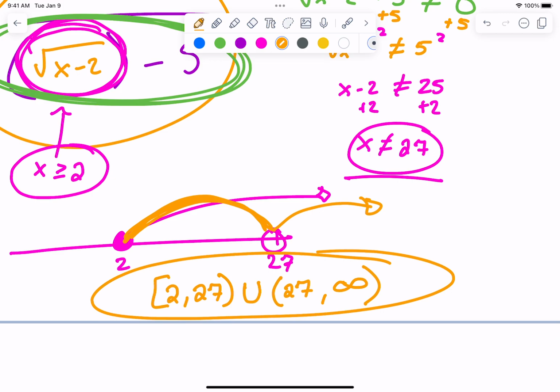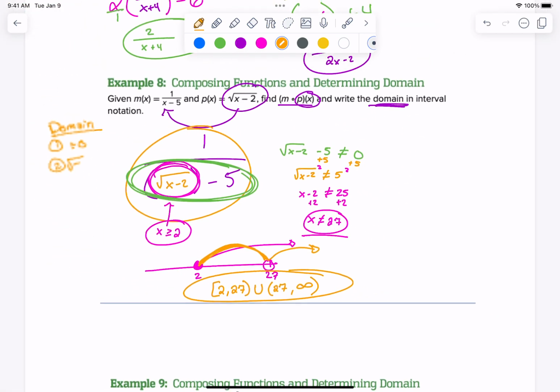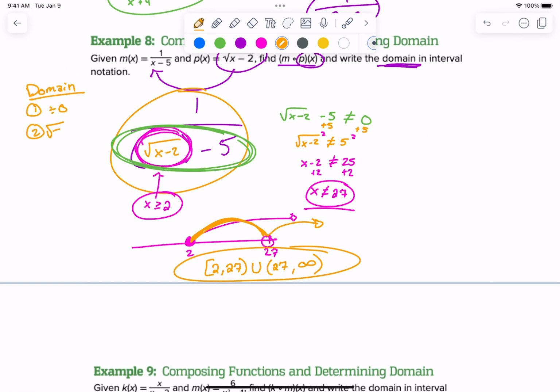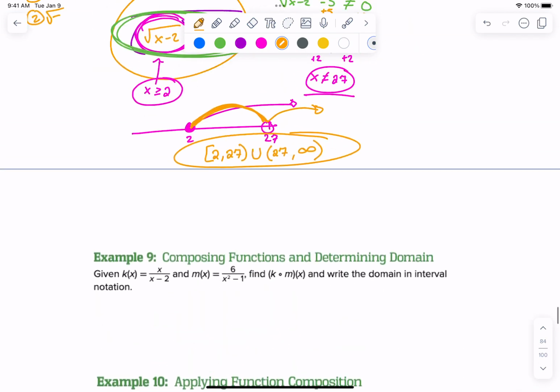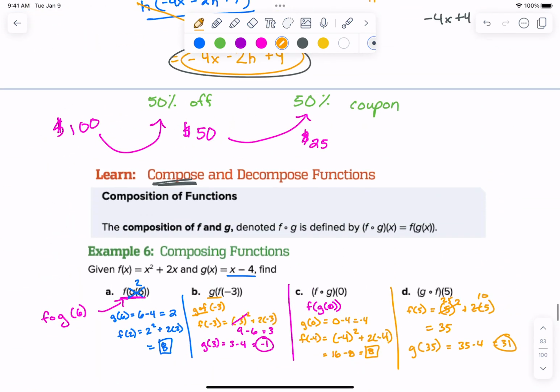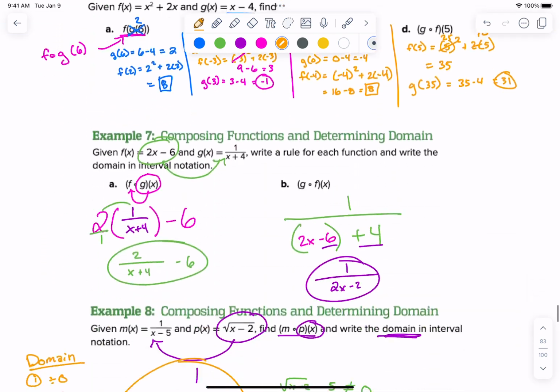Okay, that's a lot of stuff. All right, I don't know how far we got. Compose and decompose functions.